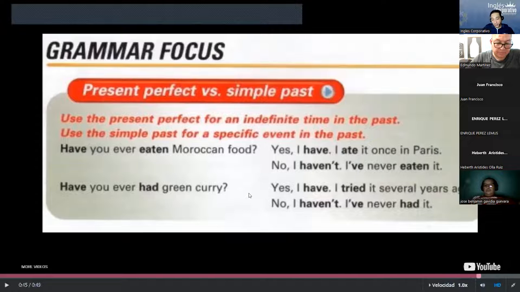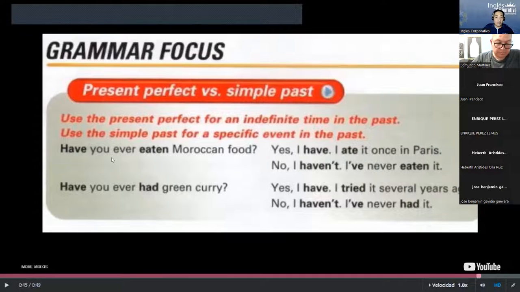Have you ever had green curry? Yes, I have. I tried it several years ago. Pasado simple. La probé muchos años atrás. No, I haven't. I've never had it. No. Nunca la he probado. I never had it. Otra forma de decir probar.